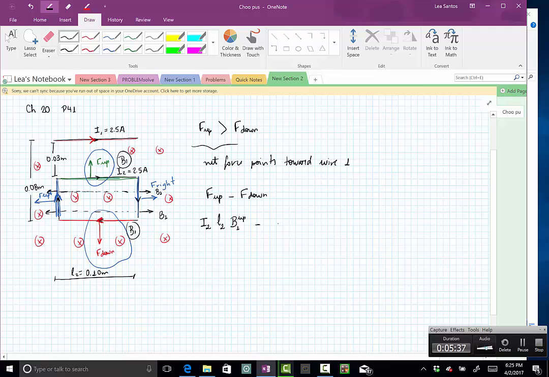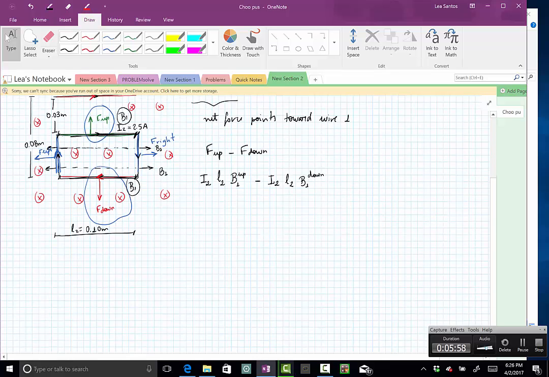The force pointing down has the same current and the same length, the length of this piece here. The B1 is the one caused by wire 1 but down there, so this B1 is weaker. Let's put the numbers here. The current I2 is just 2.5, and the length L2 is just 0.1.